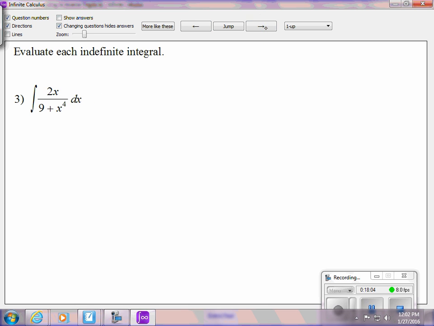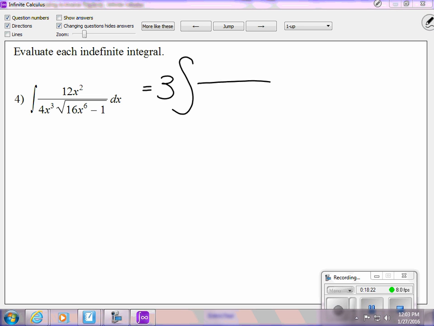Okay, number 4. What can you pull out of number 4 if you look at it closely? It's really a 3, because you can pull out a 12 in the numerator and a 4 in the denominator. So you're really pulling out a 3. So we've got 3 times the antiderivative of x squared over x cubed square root of 16x to the 6th minus 1. This one I wind up putting it back, but I just want to be consistent and do the same thing.